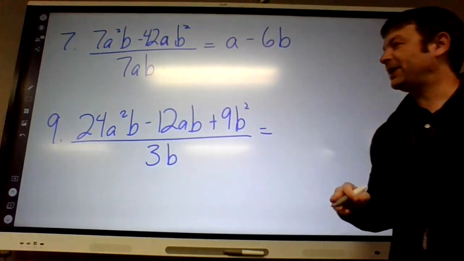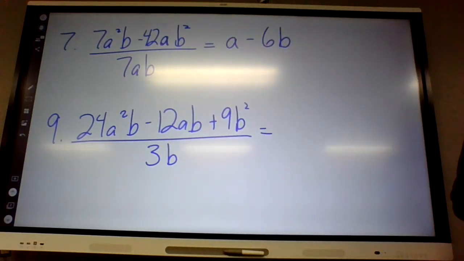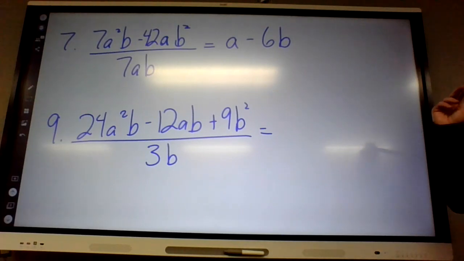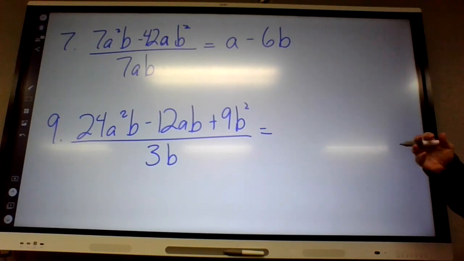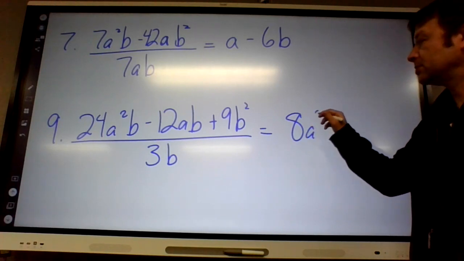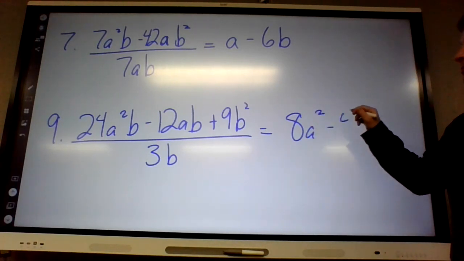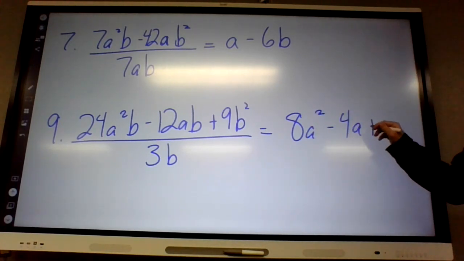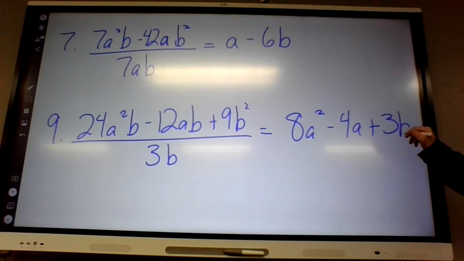Okay, this one does have 3 terms. Anybody want to try? Okay, Carolyn. I'm gonna say 8a squared, then minus 4a plus 3b. Yep, good job. So she just divided by 3 and then she took out a b from everything.